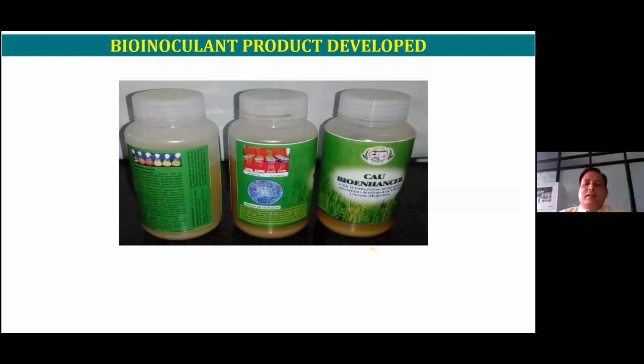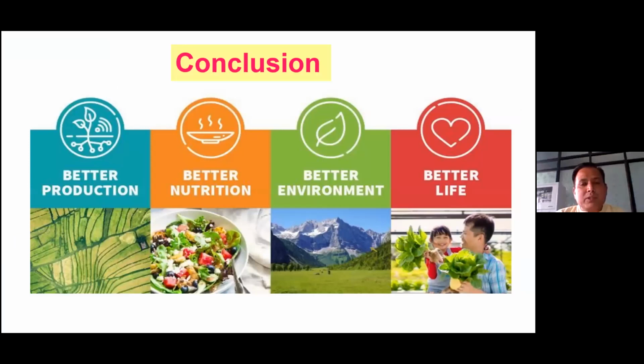So in a nutshell, I want to say that there are so many options. By adopting them, we can have a good nutrient supply system for organic farming. And if we are adding sufficient quantity, feeding the soil with good organic material, then definitely we are going to have quality produce, better production, and that quality produce will provide better nutrition. And of course, these practices do not have any negative impact on the environment, and we have a better life. So this is my conclusion.